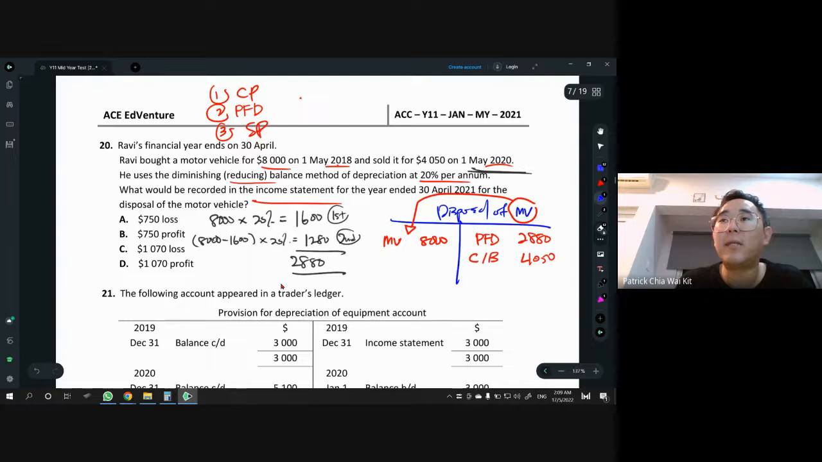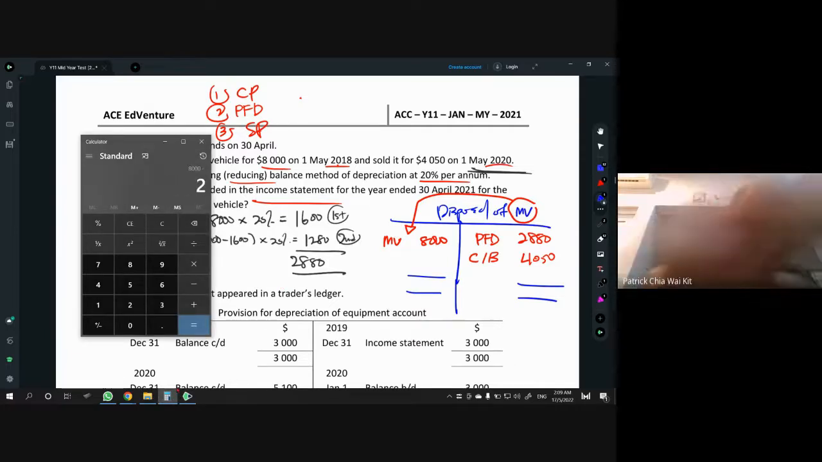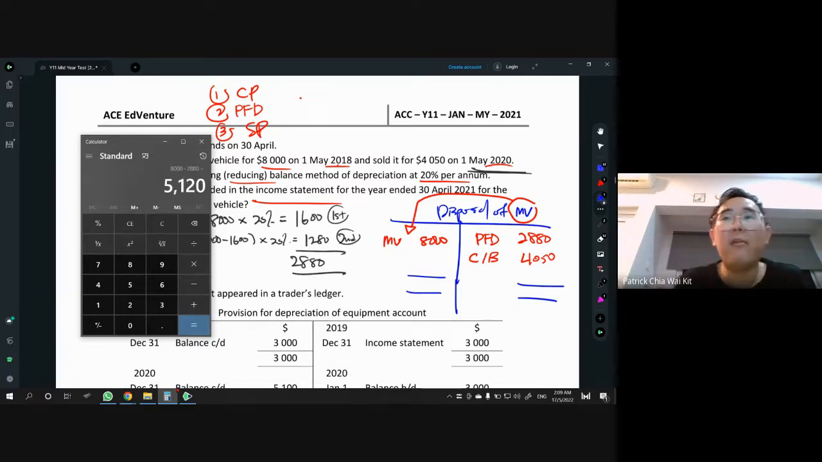All right. So where is the income statement? Now, to do this, you can also manually ask yourself, how much did you pay for this? You paid for this thing 8,000. Then it depreciated 2,880. So what's your net book value? 8,000 minus 2,880, you get 5,120. So your actual value of this vehicle is 5,120. But how much do you sell it for? You actually sell it for 4,050. So in this case, 5,120 minus 4,050. Definitely it's a loss, because your selling price is lower than the actual value.